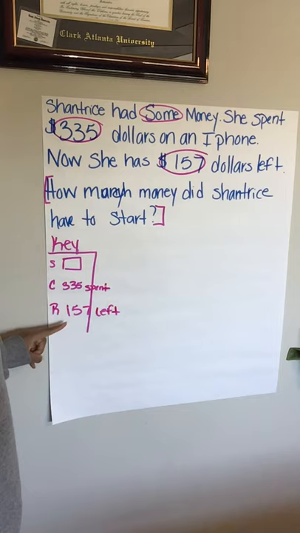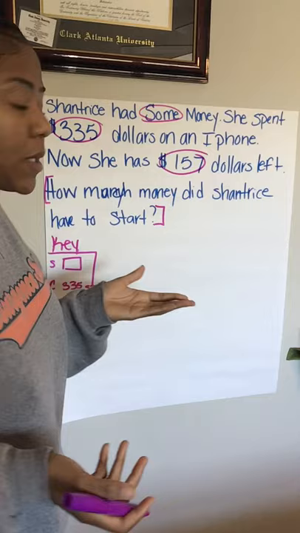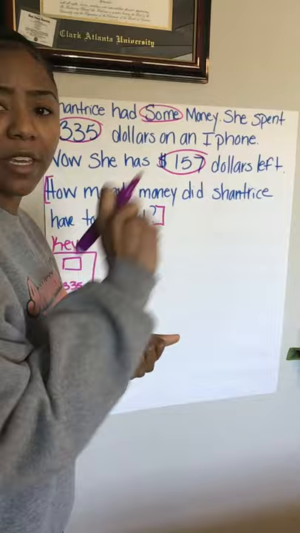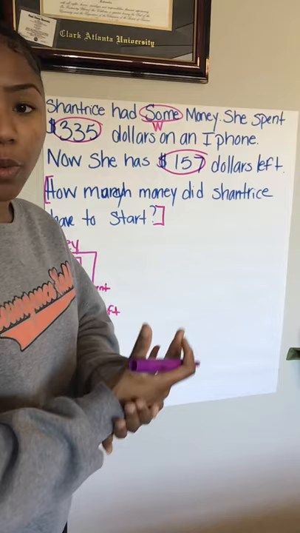Now I'm thinking in my head, what are my parts and what is my whole? I know the word some, I'm not going to confuse myself, even though it's a key word. If I have an amount of money in the beginning, then I start to give away some money and I have what's left, I know that this beginning is my whole. I'm going to label it W. Even though it says some money, it is still my whole.